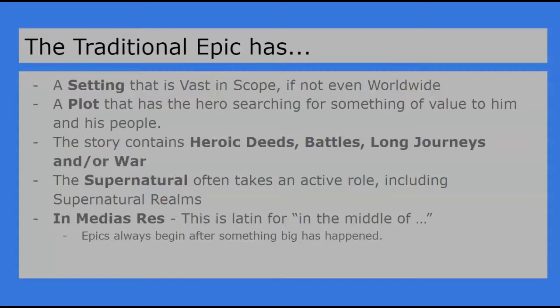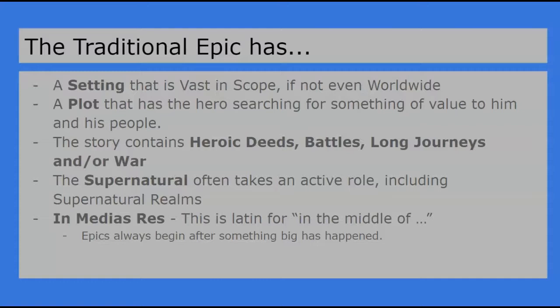Now, a traditional epic has the following. It has a setting that's vast in scope, if not even worldwide. A plot that has a hero searching for something of value to him and his people. The story contains heroic deeds, battles, long journeys, and/or war. The supernatural often takes an active role, including supernatural realms.